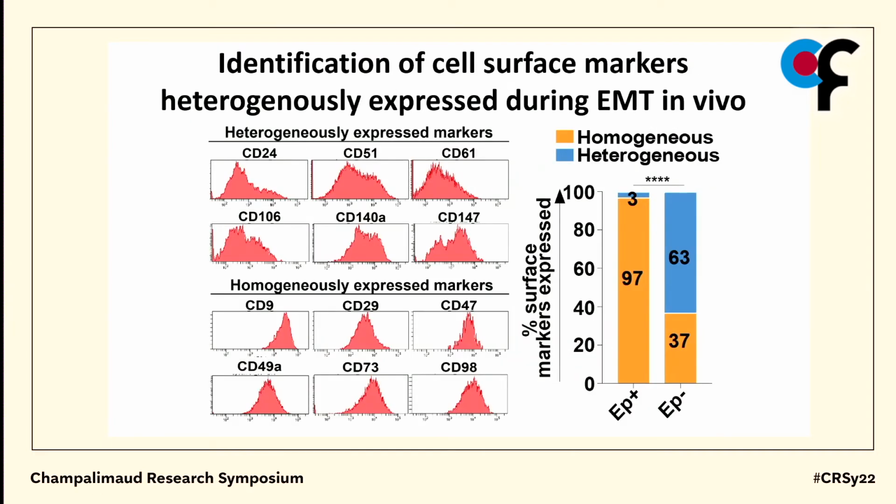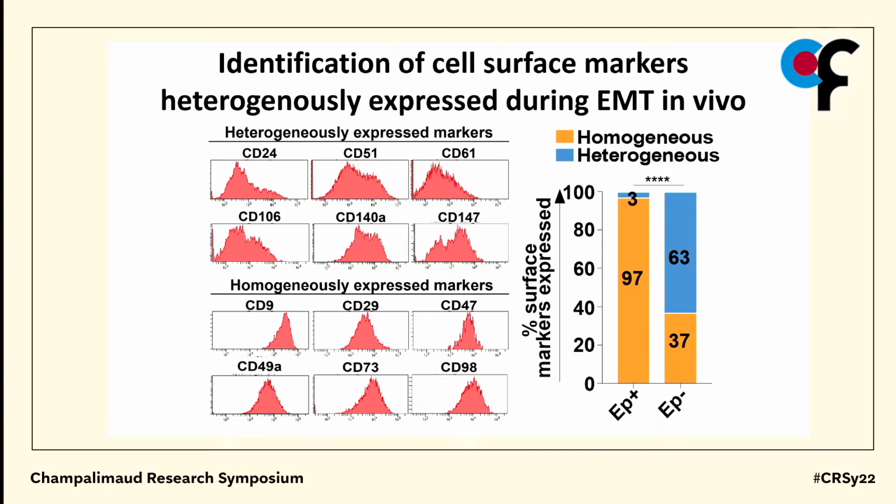When we screened these 200 cell surface markers, we found that the EpCAM positive tumor population was really homogeneous. Almost all the markers were homogeneously expressed. In sharp contrast, when we checked marker expression in the EpCAM negative tumor fraction, it was very heterogeneous. More than 50% of the markers were heterogeneously expressed, very often in a bimodal pattern of expression. So that was very interesting.